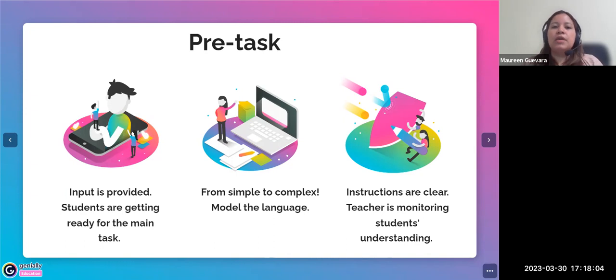For example, let's continue talking about describing past activities. So as teachers, when we are planning, we need to start thinking, okay, if at the end of the class the learning outcome is that my students describe their past activities, what do they need?